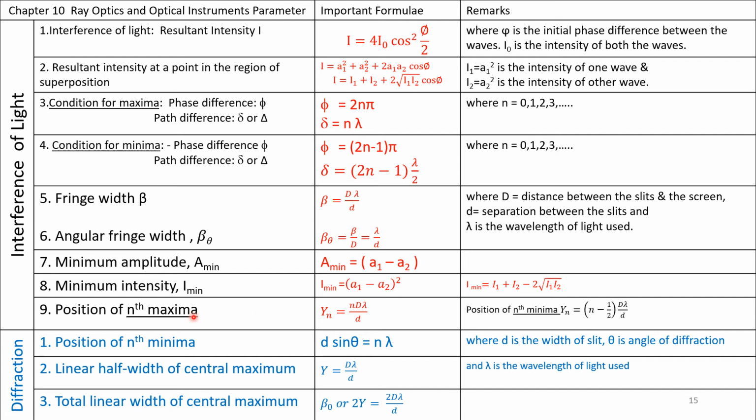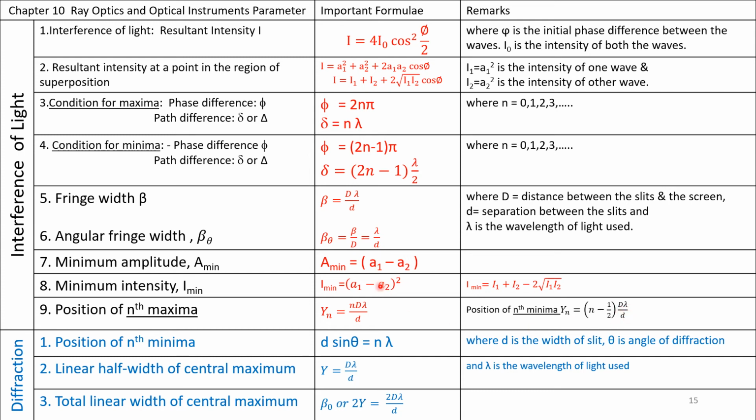Number 9. Position of nth maxima is given by Yn. Yn equals n into capital D into lambda divided by small d. Similarly, for minima, Yn is given by Yn is equal to within brackets n minus half, into D lambda by d. I will repeat the formula. Yn is equal to within brackets n minus half, close the bracket, D into lambda by d.